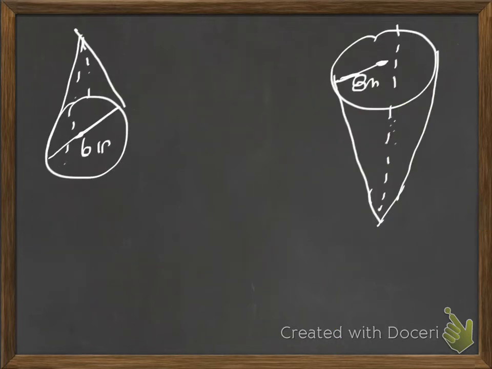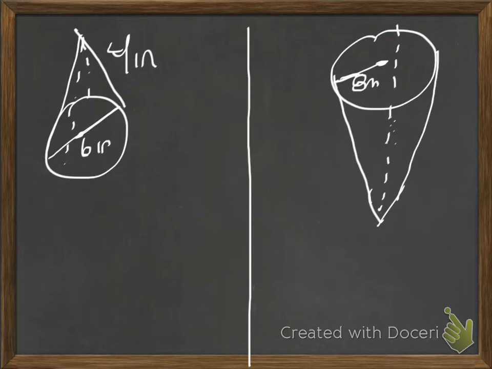All right, so I'll give you guys a second. You guys hit pause and try this one yourself. I am going to give you two pieces of information though first. I will give you the slant height in each. Let's use 4 inches here and 11 meters here.